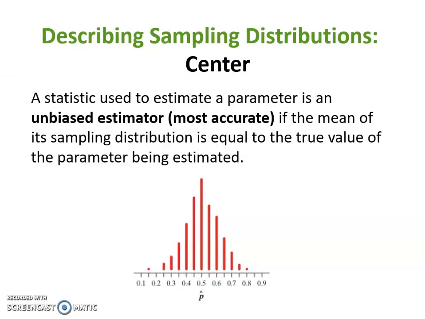Now, when you're describing your sampling distribution, you go through your SOCS. The center. A statistic used to estimate a parameter is an unbiased estimator, right? We said this is most accurate if the mean of its sampling distribution is equal to the true value of the parameter being estimated. So important, okay? If the mean of the sampling distribution is equal to the true value, right? Think about the bullseye. You're hitting where you are expected to hit.